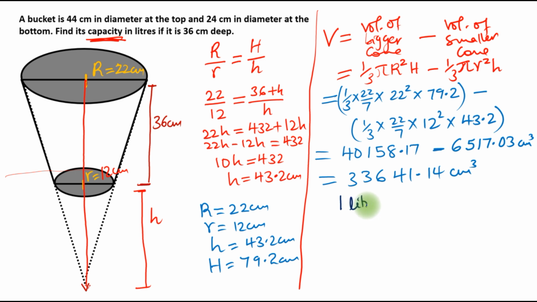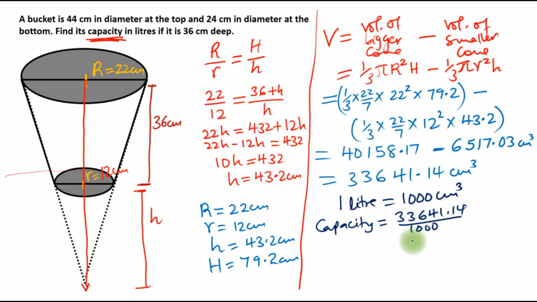But the question requires we find the capacity in liters, and 1 liter is equivalent to 1,000 centimeter cube, and therefore the volume that we have, we divide by 1,000. So 33,641.14 divided by 1,000, we shall end up getting 33.6414 liters. So this is approximately a whole number. It will be 34 liters, and this is the capacity of the bucket in liters.